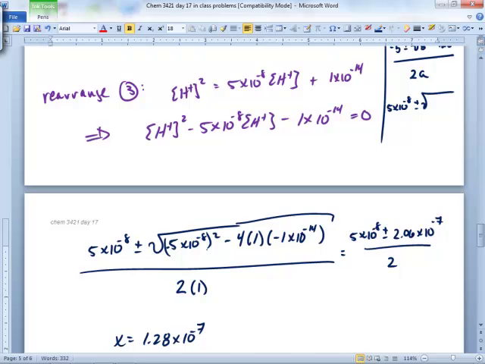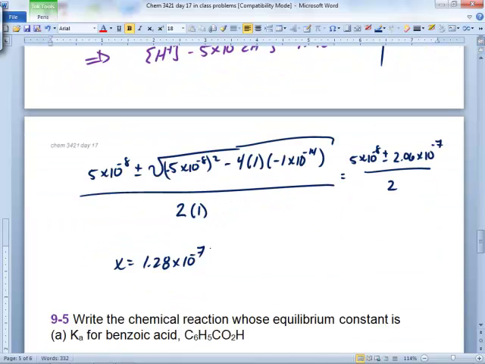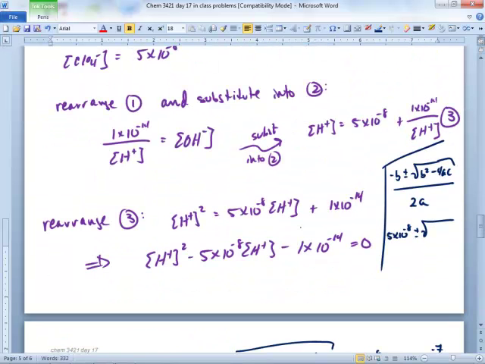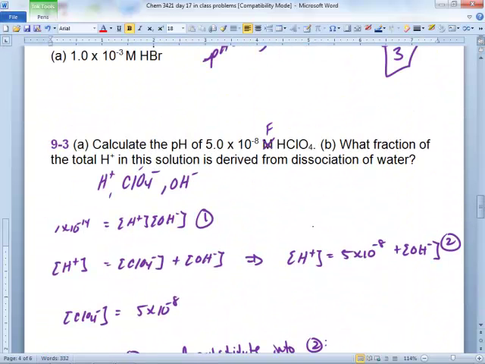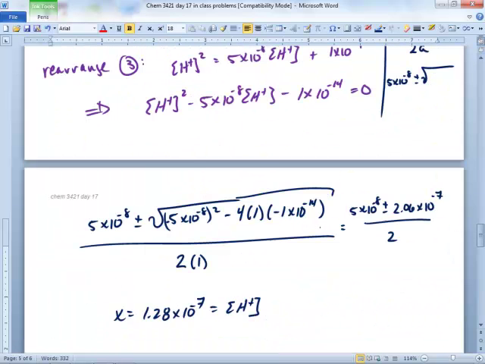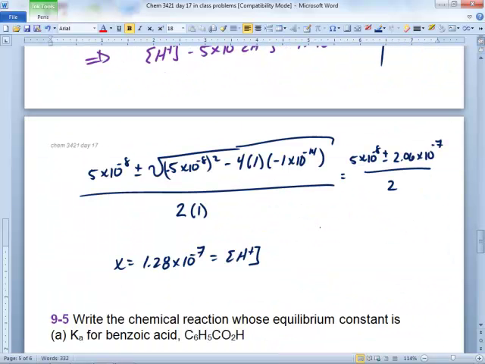And what is my x? My x is hydrogen ion concentration. Okay. What is the question anyway? Calculate the pH. So we just take the negative log. About 6.89.